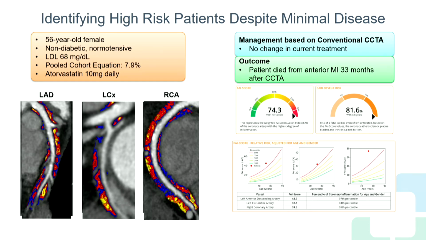This patient died of an anterior MI 33 months after CCTA. And you can see there's a lot of code blue on the analysis. And the dots here are through the chart in terms of their risk prediction.